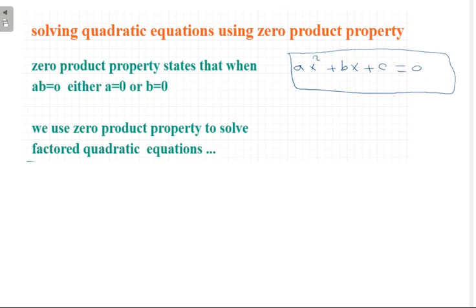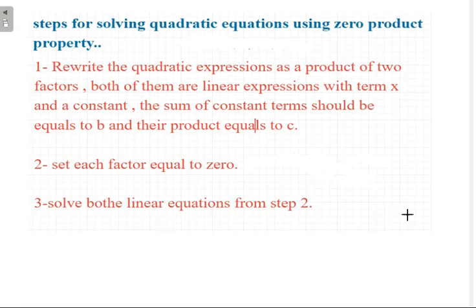Now, what is the zero product property? The zero product property states that when I have two terms multiplied to each other, a multiplied by b equals 0, then either a or b has to be 0. And we use this property in solving this equation after factorization of the equation. So let's see the steps to solve the quadratic equation using the zero product property.